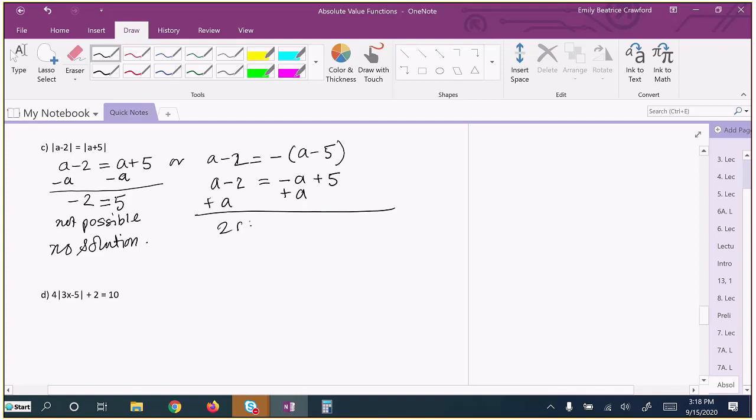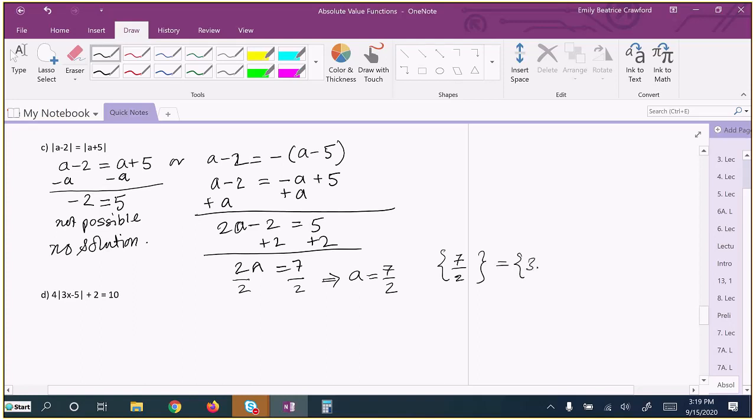So I get 2a minus 2 equal to 5. Add 2 on both sides, and I get 2a equal to 7. So then I divide both sides by 2, and I get a equal to 7 over 2. And that is the only solution to this absolute value equation. So as a set, it is the singleton set {7/2}. Or you can think of that as 3.5, whichever way you prefer.